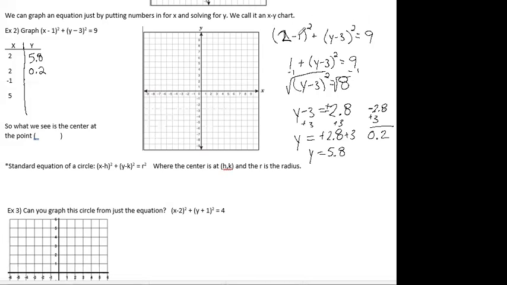We're just plugging in a number for our X and then solving for Y. The tricky part would be right here. You have to take the square root of this to get it by itself. And when you do that, this other number can be a positive or a negative.